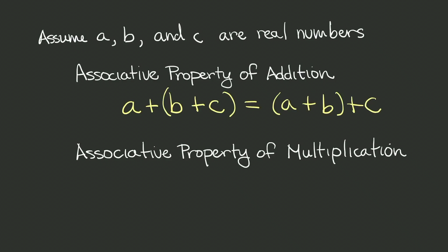The associative property of multiplication works the same way. If I'm multiplying three numbers together, it doesn't matter which two I multiply first. When I multiply A times B times C, I could multiply B times C first and then multiply that by A, or I could multiply A times B first and multiply that by C.